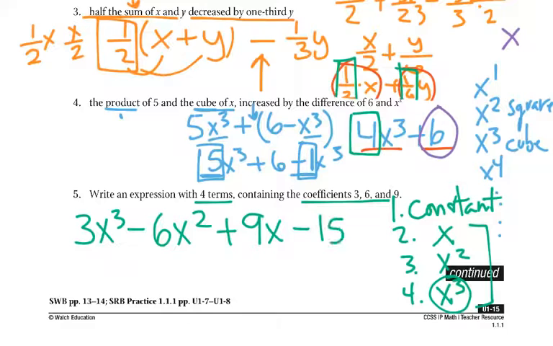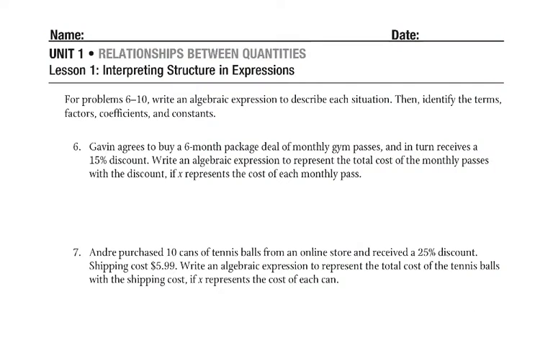15. Okay, do we have 4 terms? 1, 2, 3, 4. Do we have our coefficients 3, 6, and 9? Yes, we do. So that's a possibility. You could have some aspects that are different, and that's fine too. But there we go. So that was our front page. Now let's take a look at the second page here.